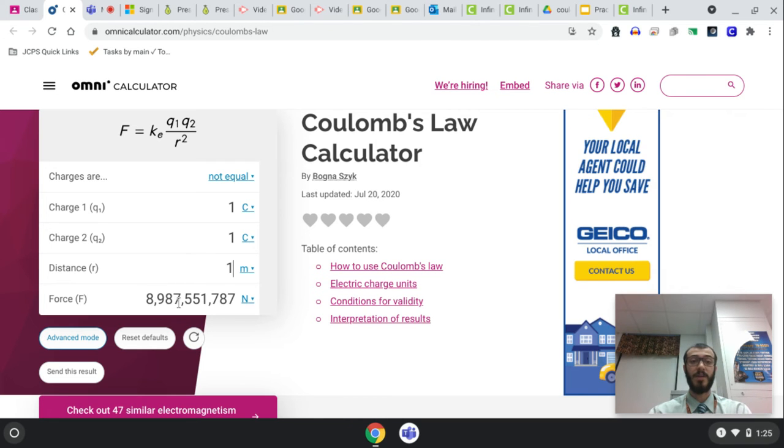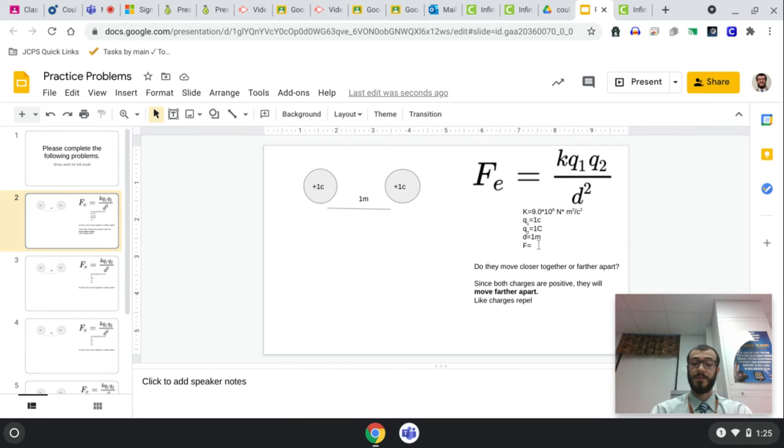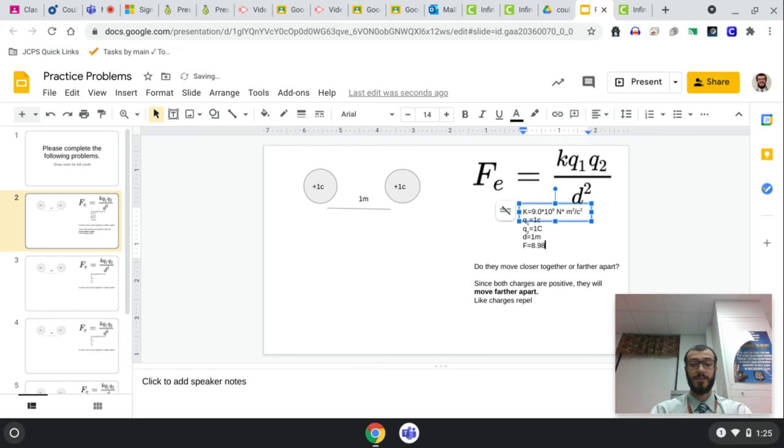This is 8.987 times 10 to the 9th. So I'm going to write that in scientific notation. You could either write it like this with a caret, times 10 to the 9th newtons, or you could write that with a little exponent up here. But that's in newtons. It's important that's in newtons. You'll now note that that's actually the same as our K constant. The rounding is a little bit different, but that's going to be the same as our K constant.